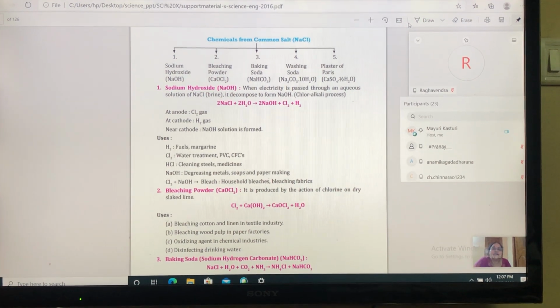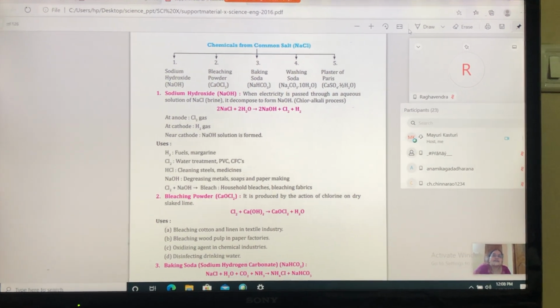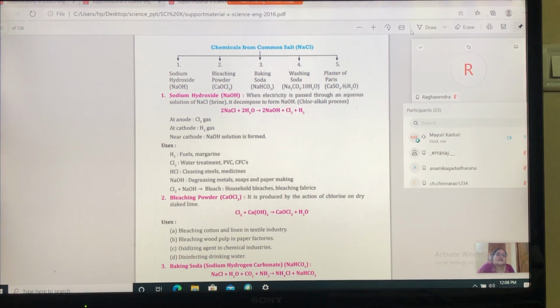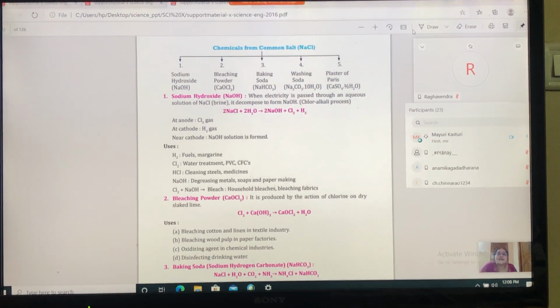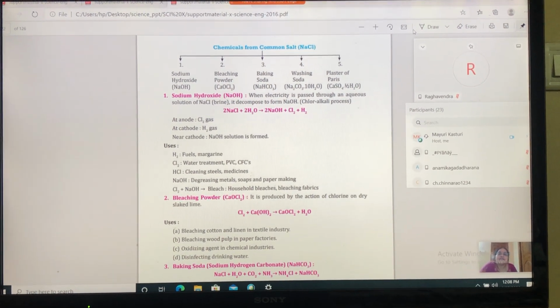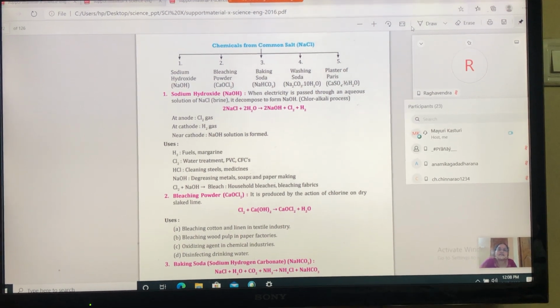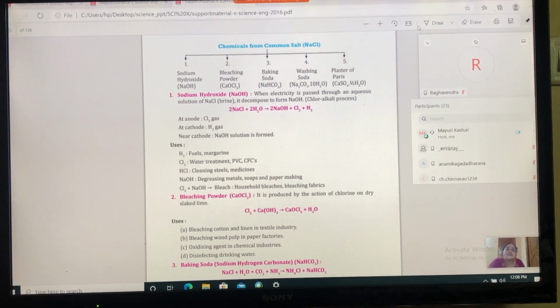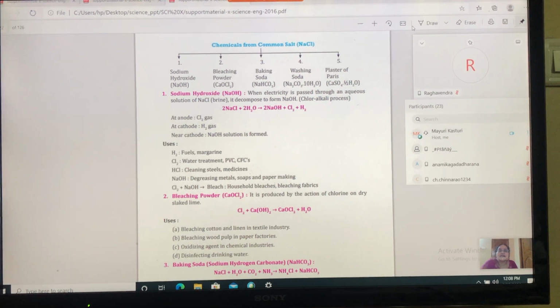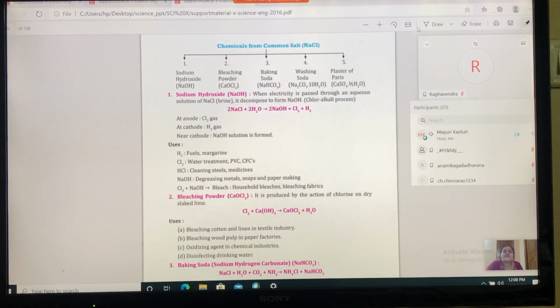It is a 3 marks question. They will ask you in the board exam, children: describe the chlor-alkali process. At the anode, which gas is released? Chlorine gas is released, and at the cathode, hydrogen gas is released. So near the cathode, sodium hydroxide solution is formed.